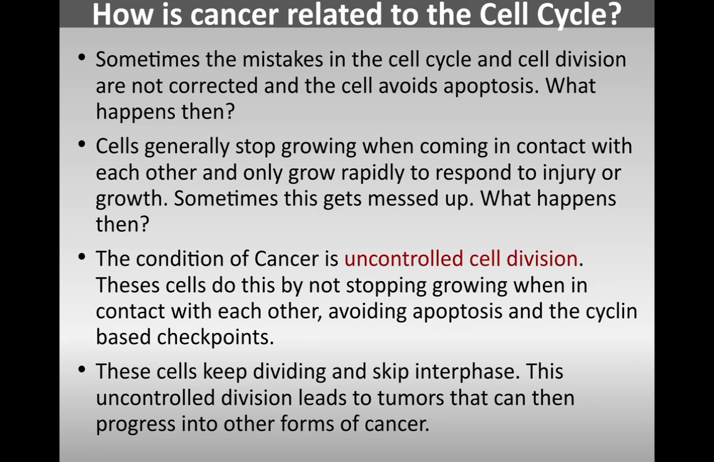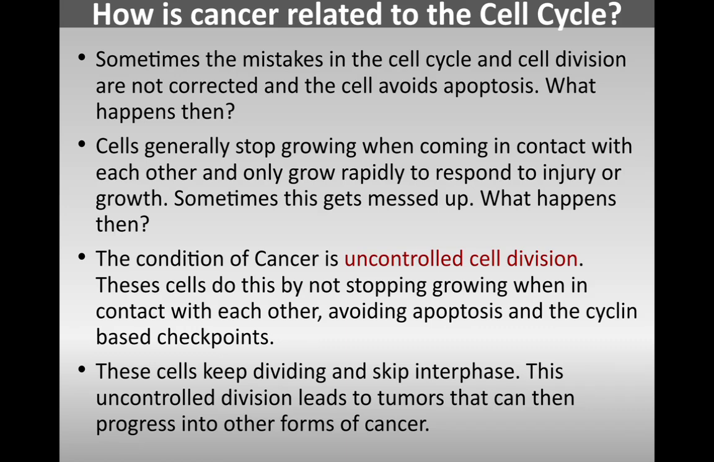If the mistake cannot be corrected, the cell is going to enter into apoptosis, which is programmed cell death. So sometimes even the means that the body has to keep our cells copying correctly don't work. And so when the cell cycle goes completely wrong, you can end up with conditions like cancer. So sometimes the mistakes in the cell cycle and cell division cannot be corrected by the cyclins and those mechanisms, and somehow the cell avoids apoptosis.